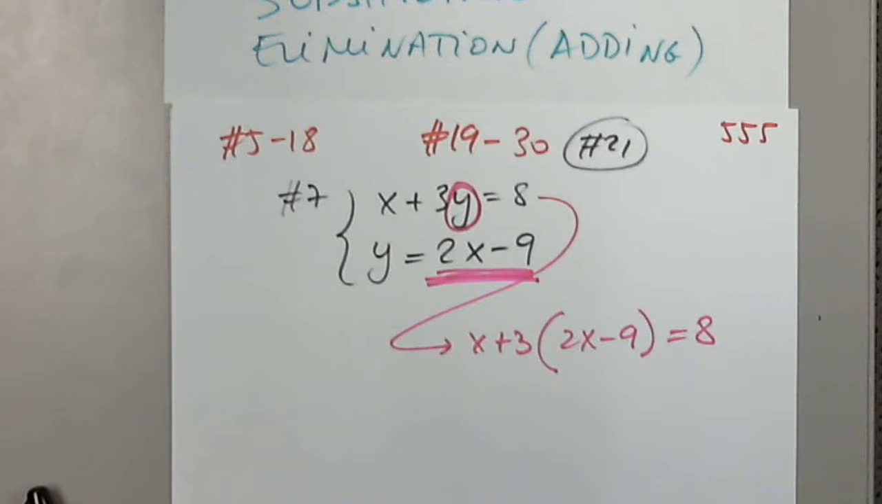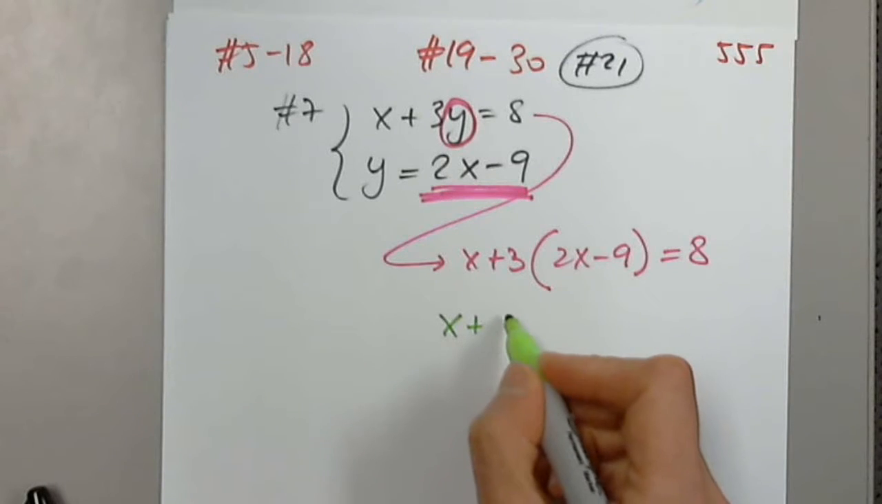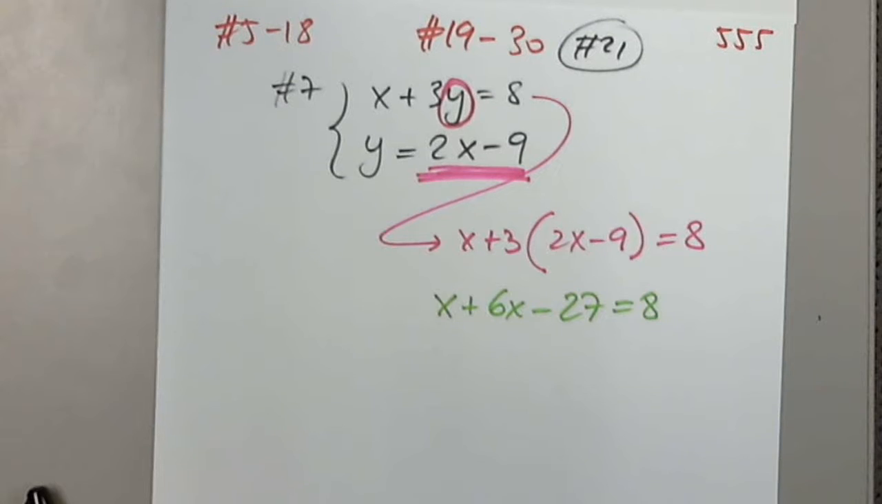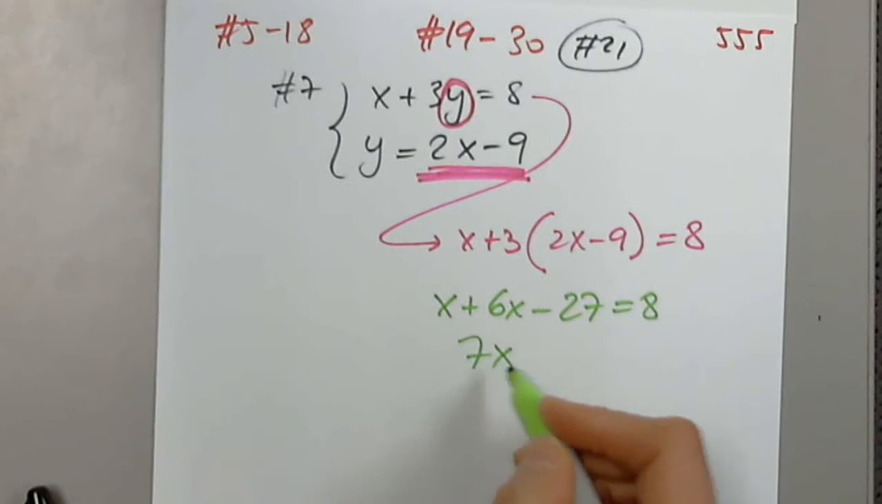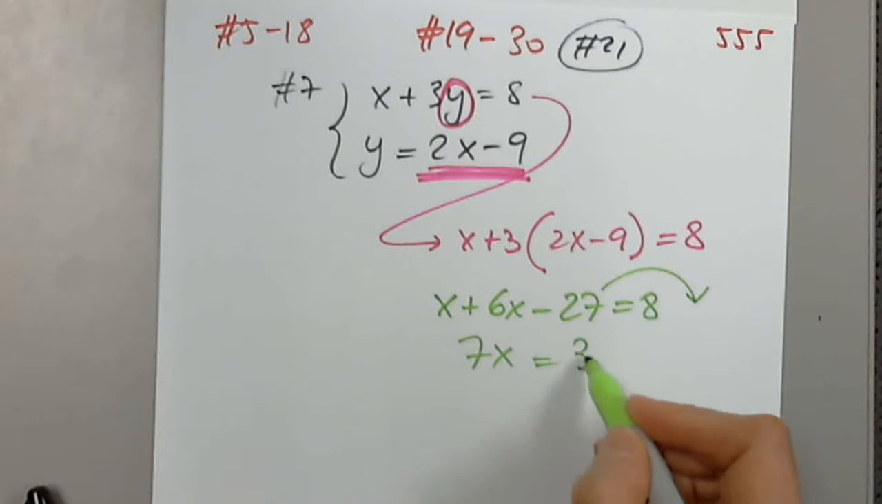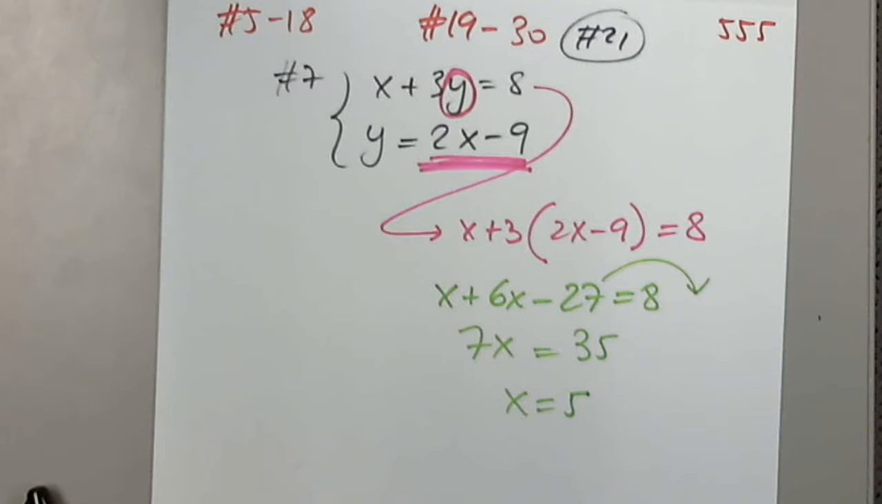Good. So now I will distribute because this is linear. So x plus 6x minus 27 equals 8. Combine like terms, 7x, and move 27. 35, very good. So then x equals 5, very good.